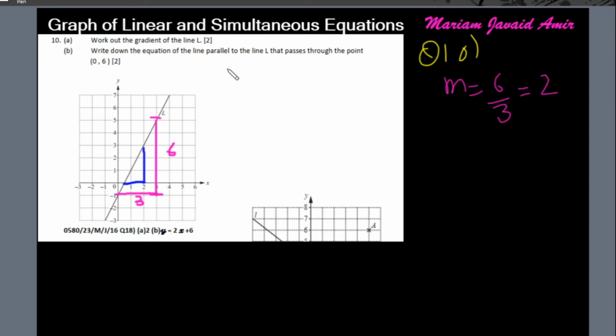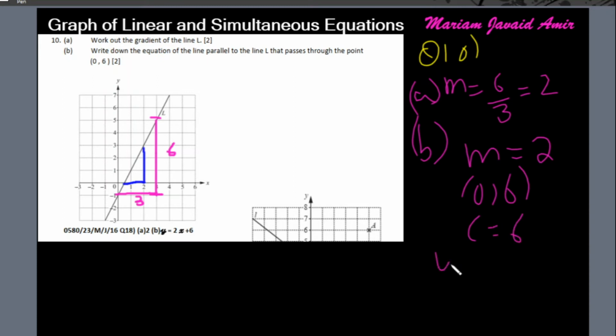Alright, next up is write down the equation of the line parallel to this line. If the second line is parallel to the first line, then its slope will be 2 as well, and it passes through (0, 6), which means c equals 6. So y equals 2x plus 6 is the answer for part B of question 10.